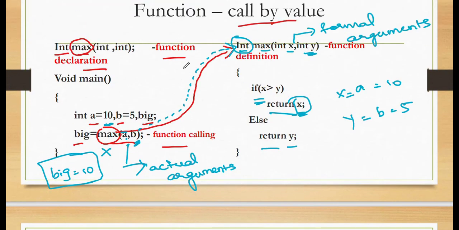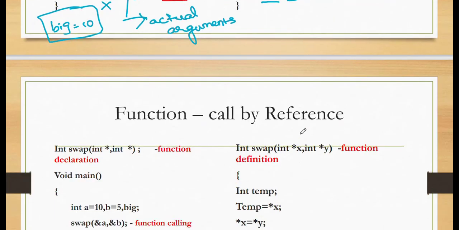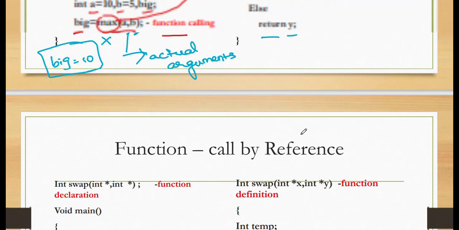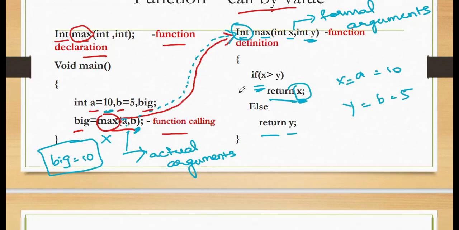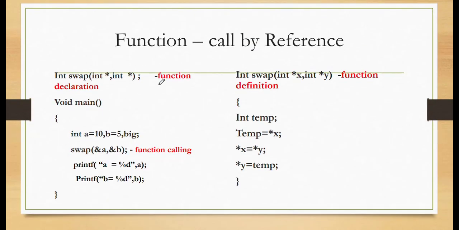So whatever you studied for call by value, the same thing applies for call by reference, with a single difference. In call by value, you do the function declaration, function calling and function definition. These three parts are the same here too. The only difference in call by reference is that here you are passing the address for the arguments.